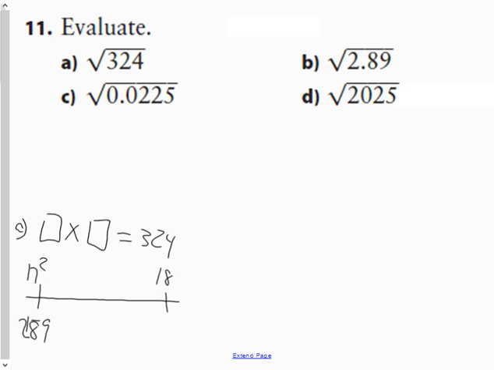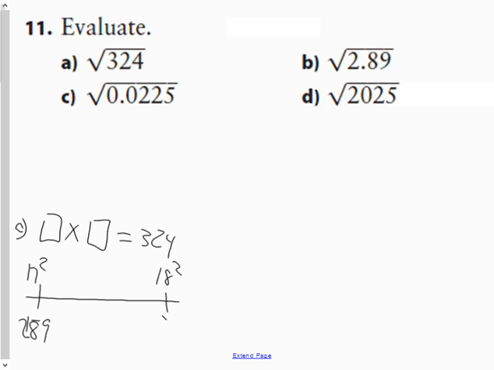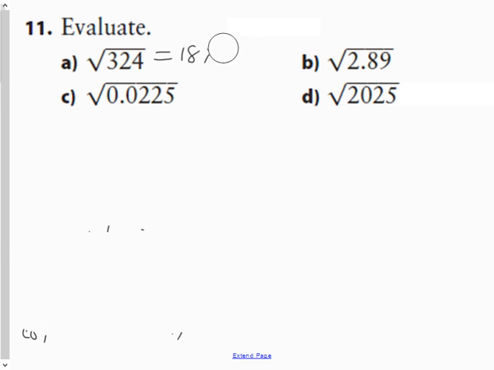18 squared. Oh, I wonder if that's right on the line. I bet you it is. 18 squared is 324. Look at that. 324. So therefore, it's 18 times 18. I did that without actually hitting the square root button. So therefore, the square root of 324 is 18.